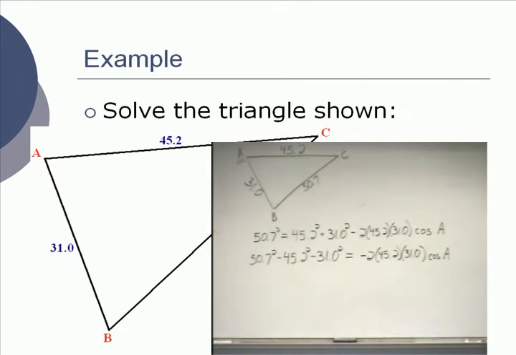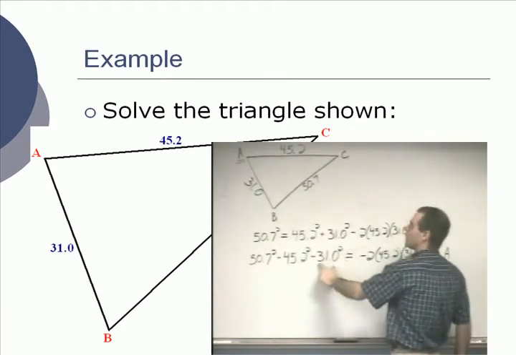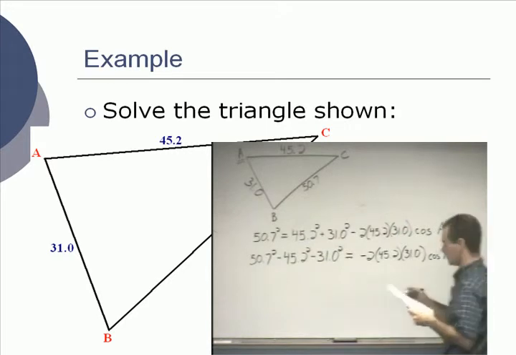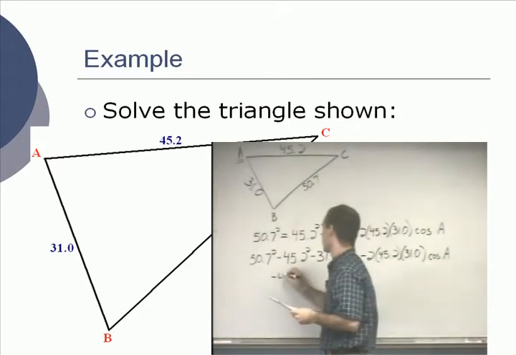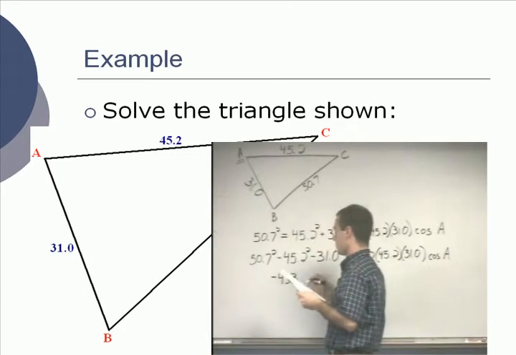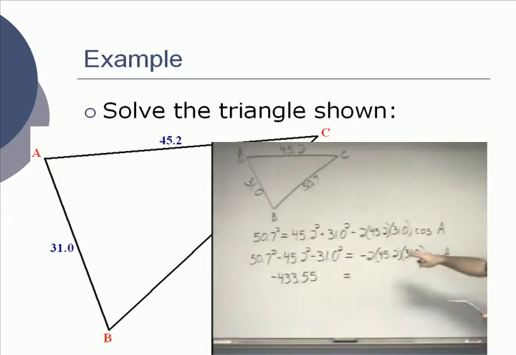So if you take 50.7, what I've done is shifted 45.2, subtracting it off of the left side. Taking 50.7 minus the 45.2 squared minus the 31.0 squared leaves you with, on the right side, negative 2 left, right, negative 2 times 45.2 times 31.0.